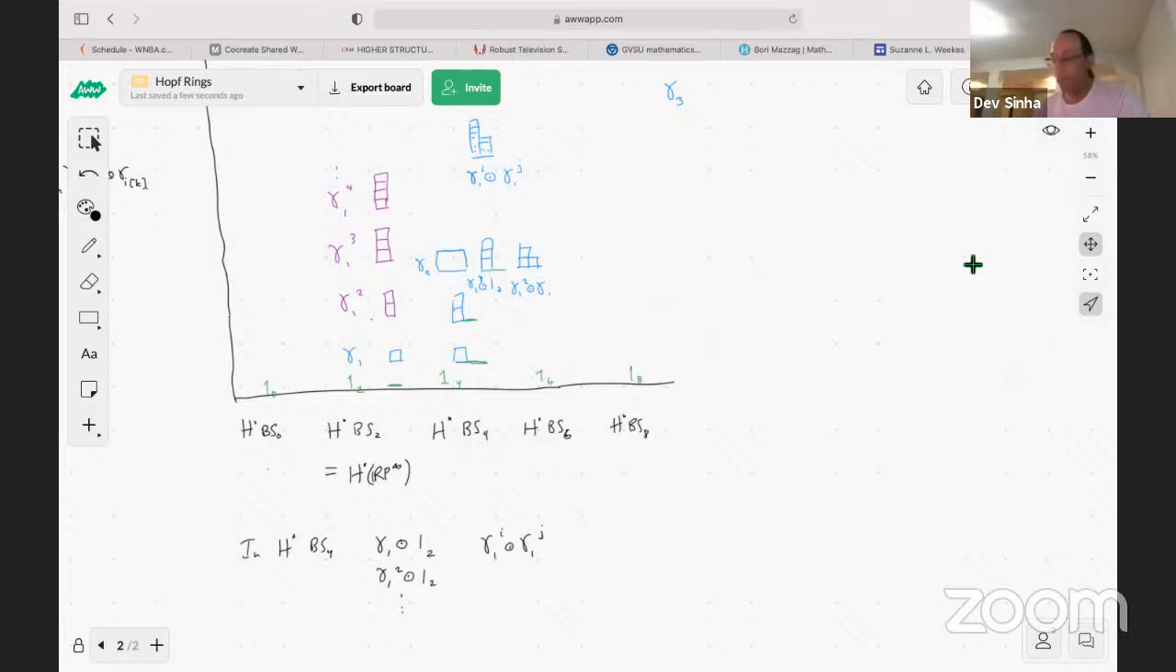There's one thing that we are missing, and that comes from this divided power structure. You have something called gamma 1 divided power 2, and that lives in degree 2. And again, we'll just draw it up here. And notice so far I haven't pictured any sort of repeated columns. So this is gamma 1 divided power 2.